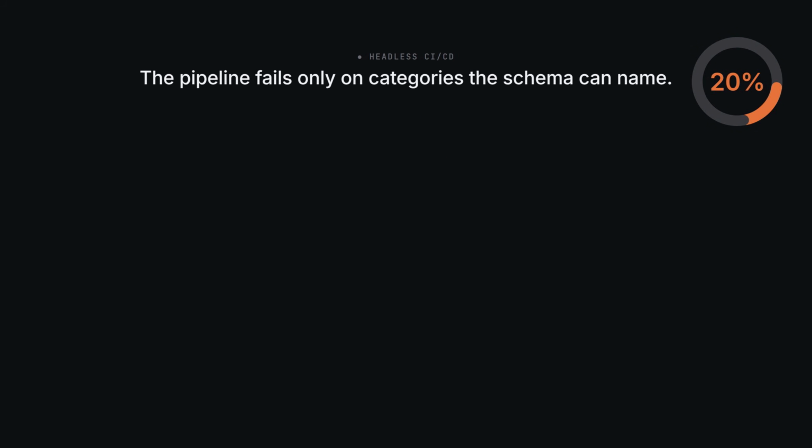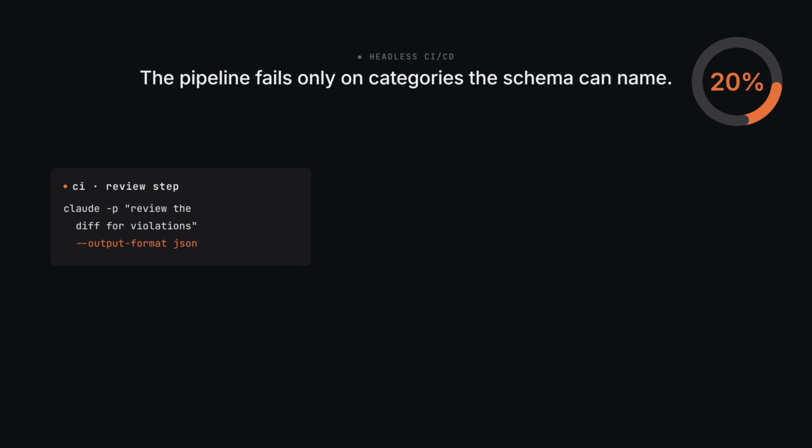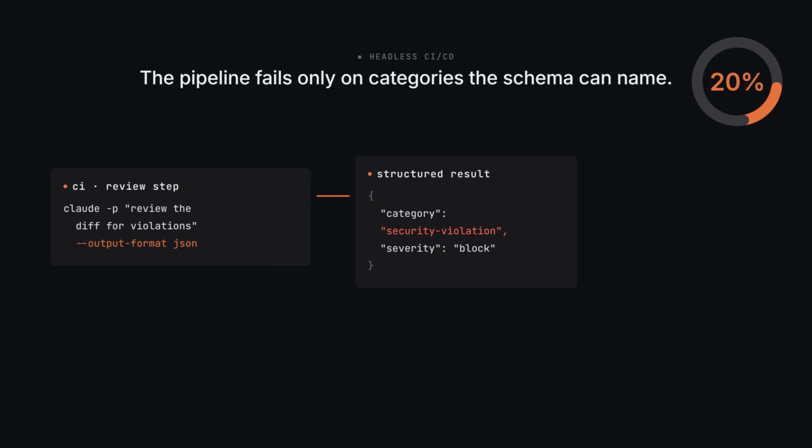And then there is headless CI/CD. Claude Code takes a flag, -p, that runs it non-interactively with a prompt baked in. Combined with a structured output schema, this lets your pipeline ask Claude to review a pull request and return a JSON object with named violation categories.